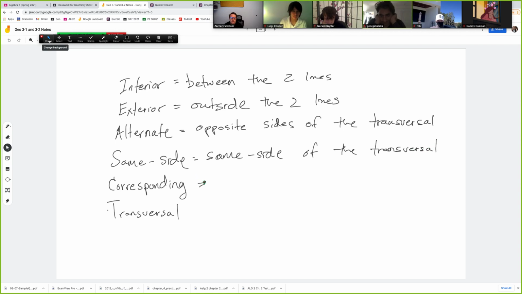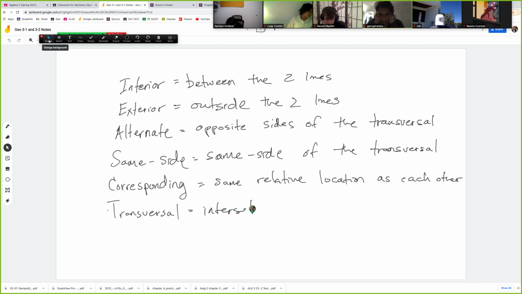Corresponding angles are in the same relative location as each other. And the transversal intersects 2 lines. It's a line that intersects 2 lines. All right, so let's just go through these quick examples.